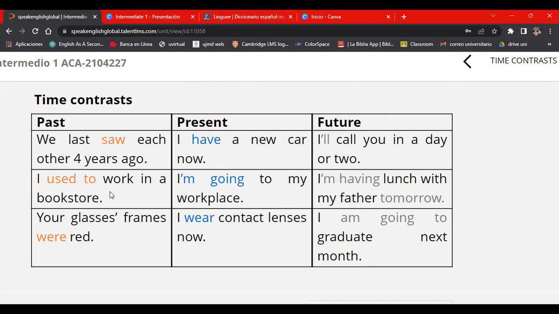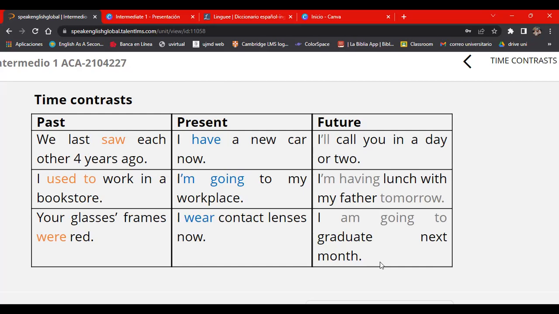Jessie, next one, please. I used to work in a bookstore. Bookstore. I'm going to my workplace. Workplace. I'm having lunch with my father tomorrow. Okay. And Juan, read the last sentences, please.